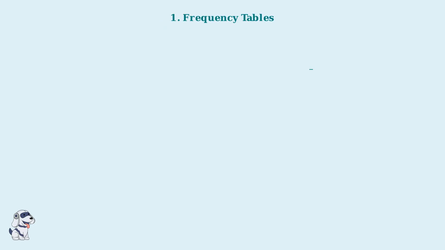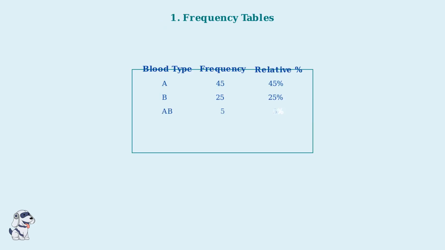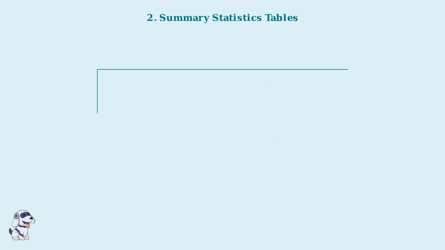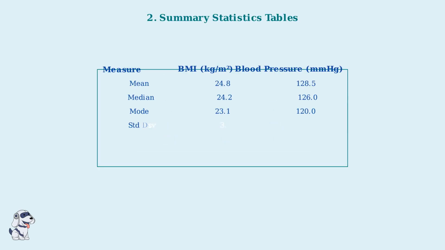First, frequency tables summarize categorical data by showing how often each category appears. These are essential for understanding the distribution of qualitative variables in health studies. Frequency tables show both absolute counts and relative percentages, making it easy to understand the proportion of each category in your dataset.